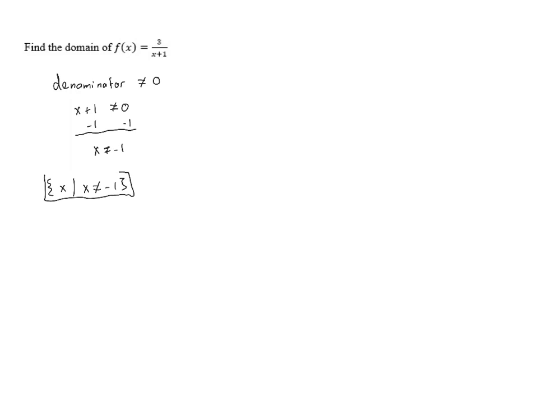We can check that this makes sense by actually plugging negative 1 into x. If we do that, we've got f(-1) = 3/(-1 + 1). Negative 1 plus 1 is 0, and so we have a 0 in the denominator, which means that this function is undefined when x equals negative 1, and that shows us that we have done this correctly.